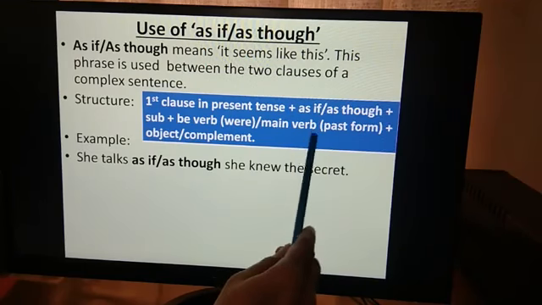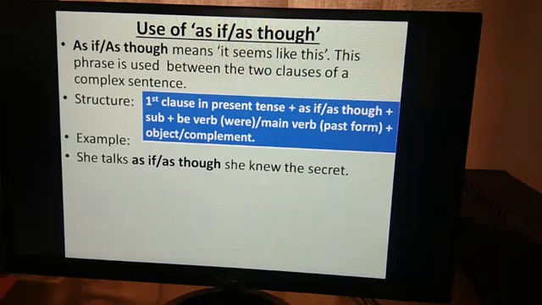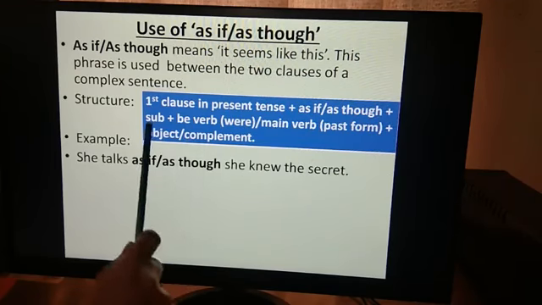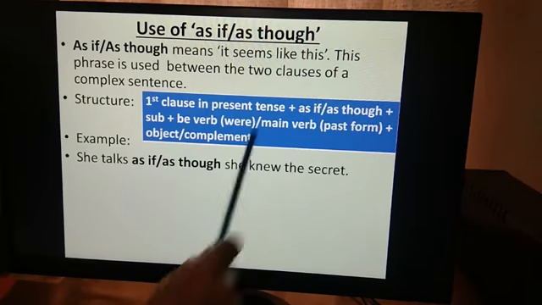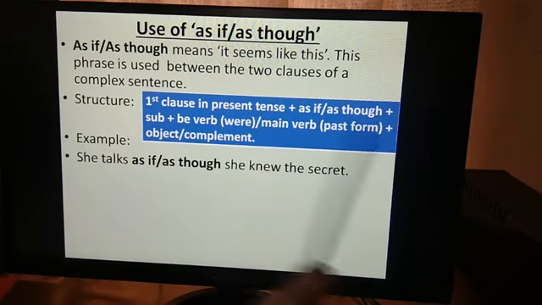Then the be verb, main verb knew, past form, and the object or complement, the secret. Okay, is the structure clear to you? She talks. This is our first clause, where as if or as though is used. Then another clause, the second clause: subject, be verb is not used, or the main verb in past tense, knew, and the secret, object or complement.